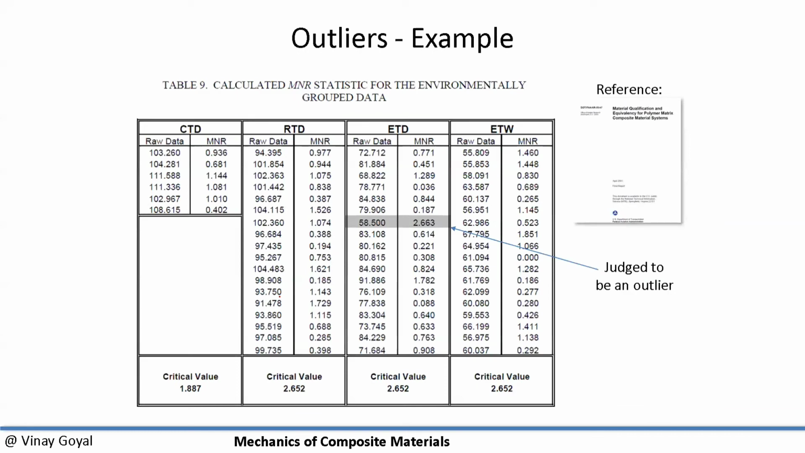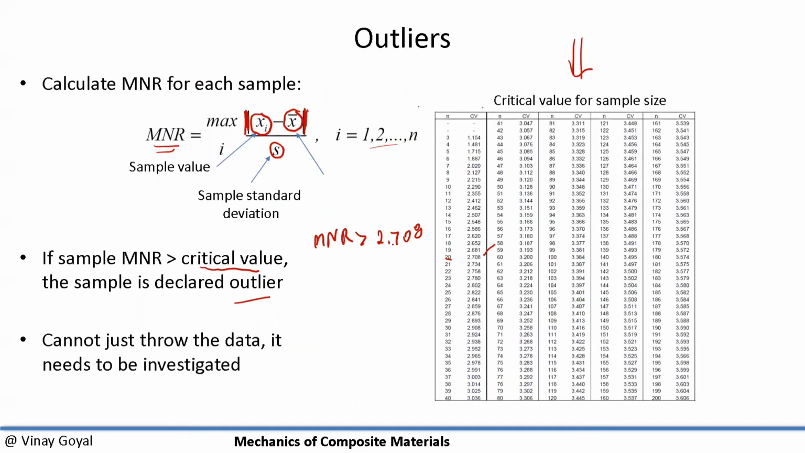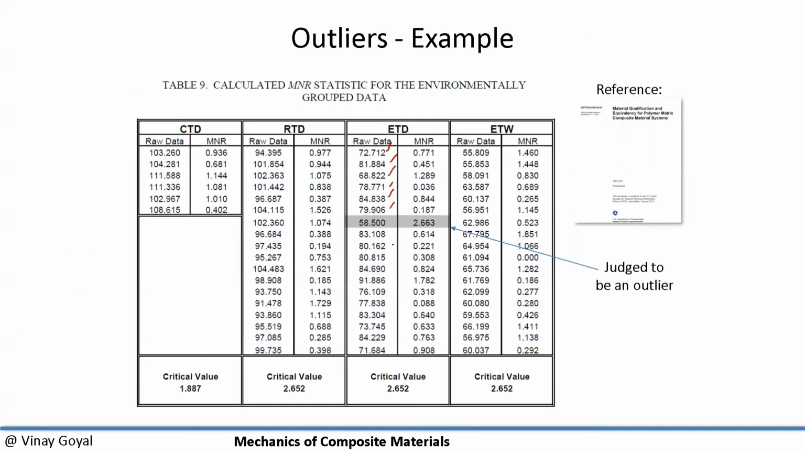Now let's look at a couple examples for outlier. In this case, we have the raw data given here. If you calculate the average, you can look at the average and the number of samples, and then determine whether MNR is greater than the critical value. In this example, the critical value is 2.652. MNR, this one right here, is greater than the 2.652. You can see that there. As a consequence, that could be considered an outlier. We look at it and we find that there's a problem with the sample. So yes, I can drop it.